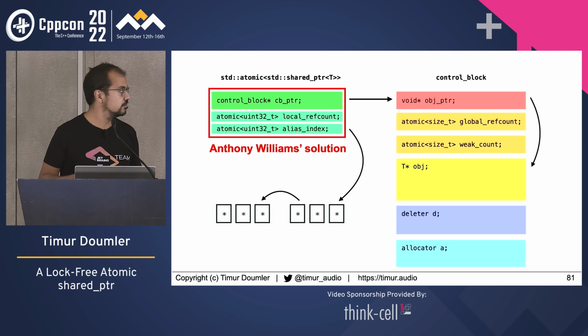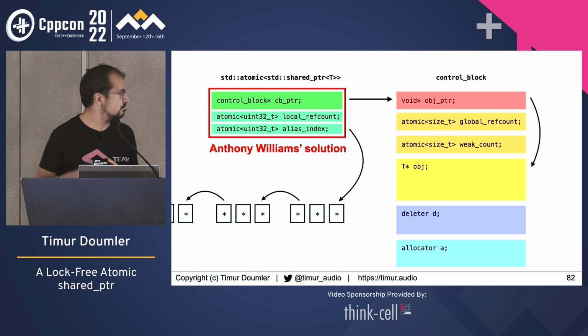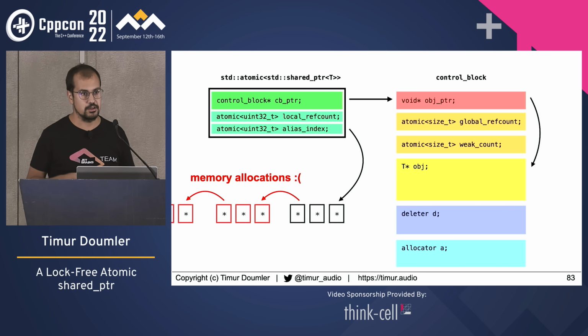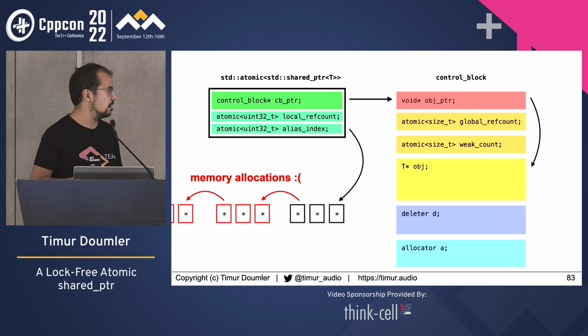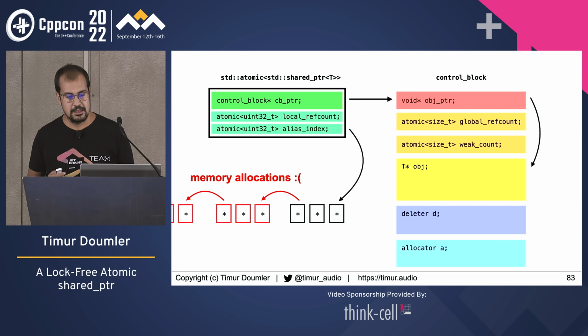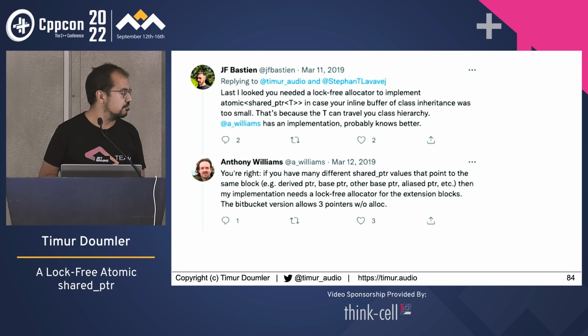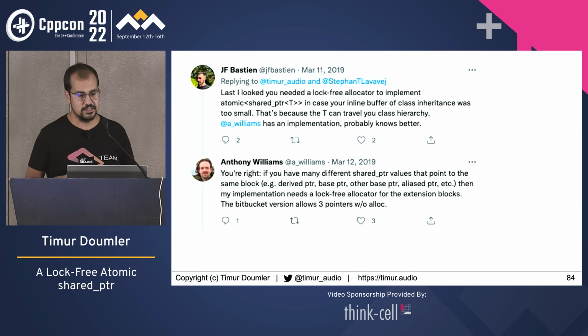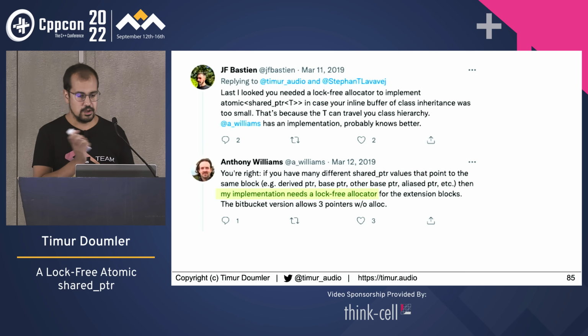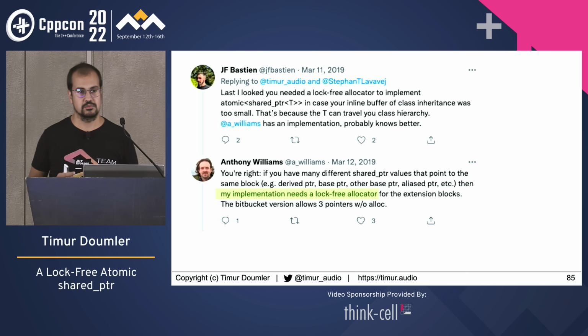It's very clever. However, it has a problem. These things are memory allocations, and memory allocation is not lock-free. So we can't do this. It's not lock-free if you have an alias shared pointer. And Anthony actually admitted that. We had a conversation on Twitter about this where a bunch of people chimed in, and Anthony said, oh yes, so this works if you have a lock-free allocator.